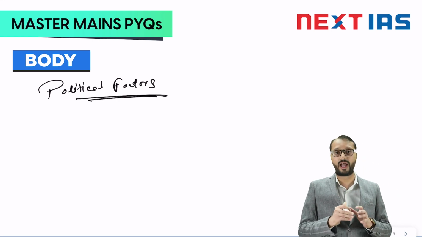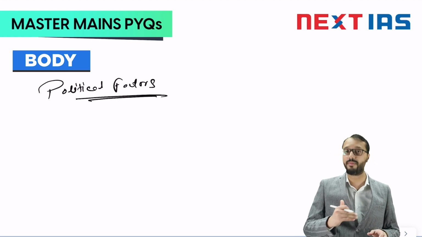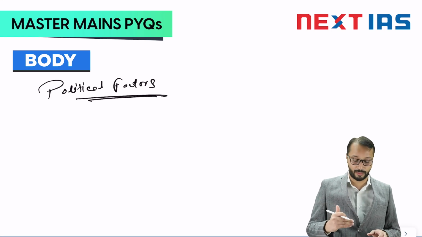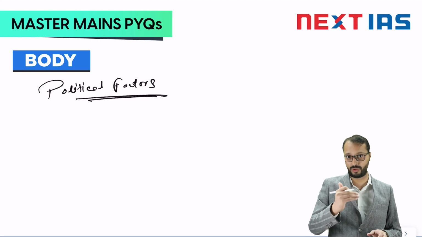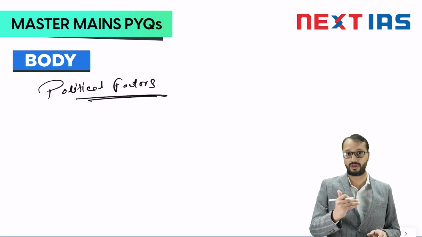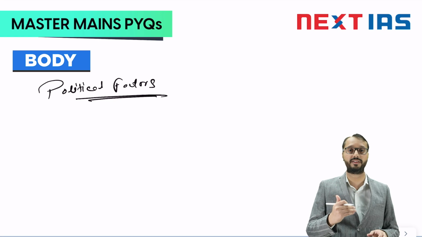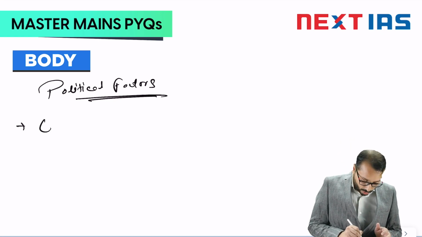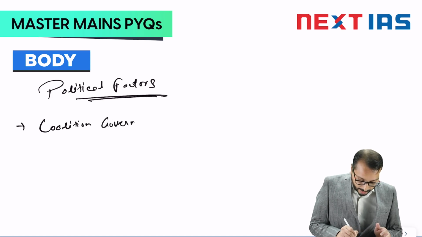Right. So if you look at the political factors, the dynamics of Indian polity has changed after the 1990s. The most important factor that you should identify and list down should be in priority, that what are the most important factors. So the first important factor here was coalition government, right?